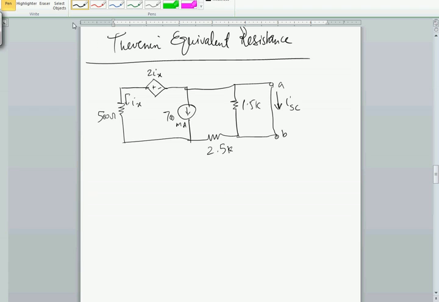Let me just go ahead and erase that. Oops, I erased much more than that. I'll go ahead and put it back. A short circuit over here. Okay. Here you go.